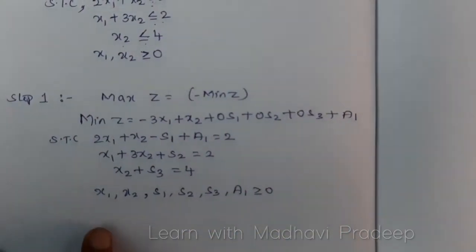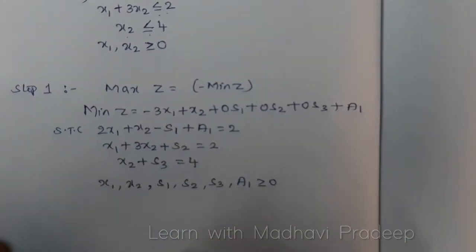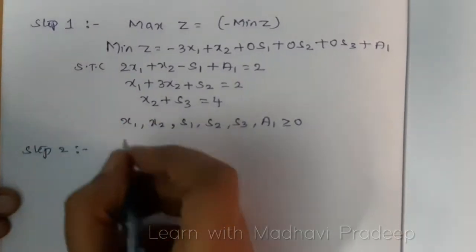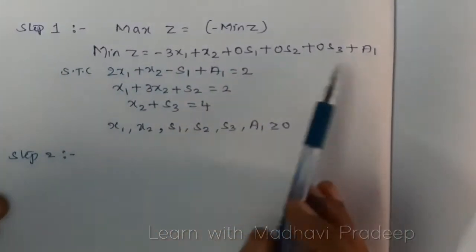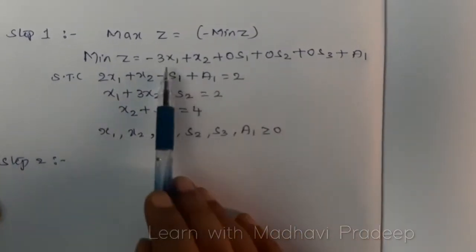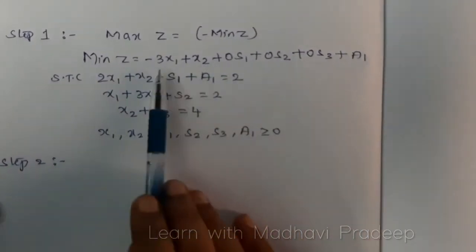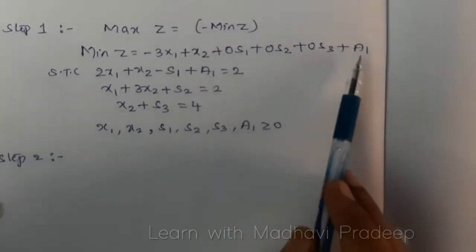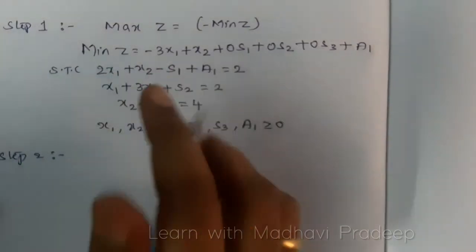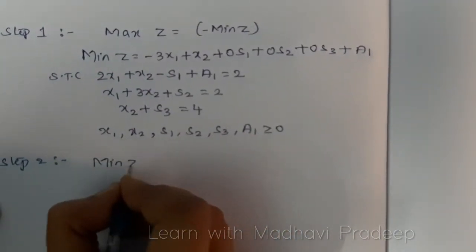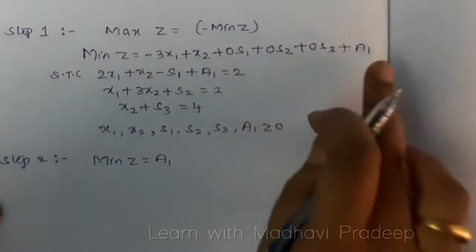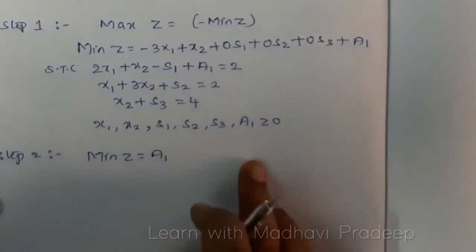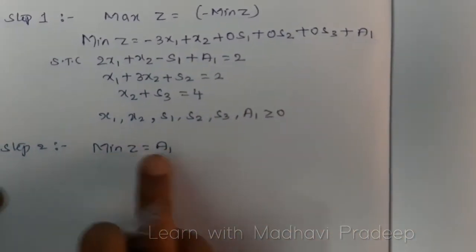Now let's convert this objective function into the revised objective function. That is step 2. In the revised objective function, we'll have only the artificial variable. All other variables we are going to remove; we are not going to consider these variables. Only the artificial variable will be considered in the revised objective function. So the objective function will become min z is equal to only a1. We have only one artificial variable. If we have more than one artificial variable, then add a1 plus a2 like that. So we have only a1, so min z is equal to a1.